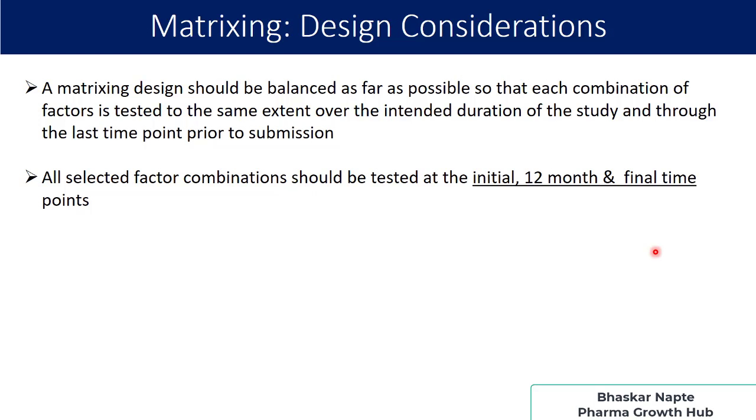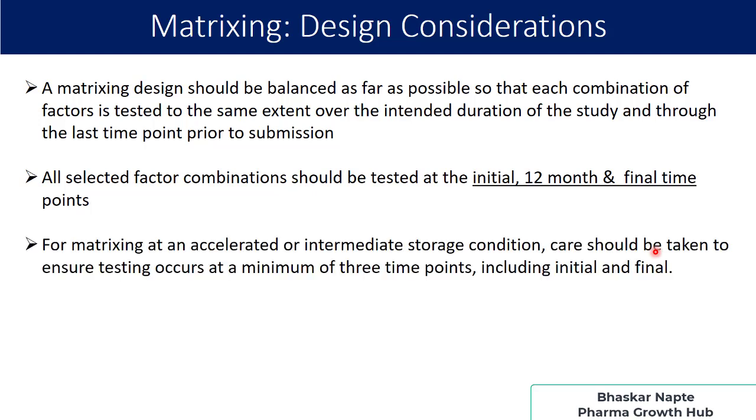All selected factor combinations should be tested at initial, 12th month and the final time point. Now that is something very important. Even though we talk about the one half designing or the one third designing, when it comes to initial, 12th month and last time points, you are not allowed to exclude any of the samples. All the samples have to be tested for 12th month and for last time point, including the initial time point, that is T0.